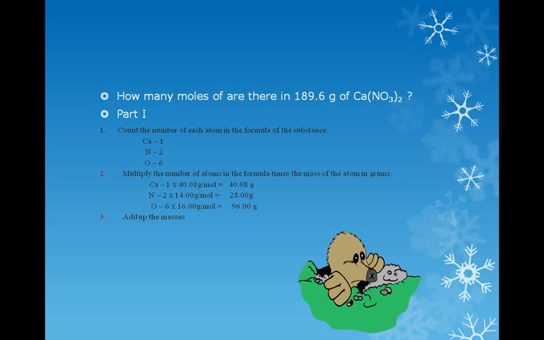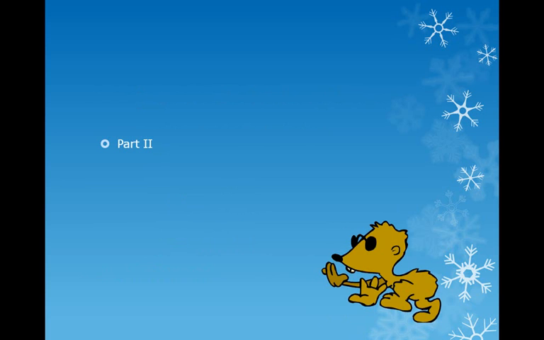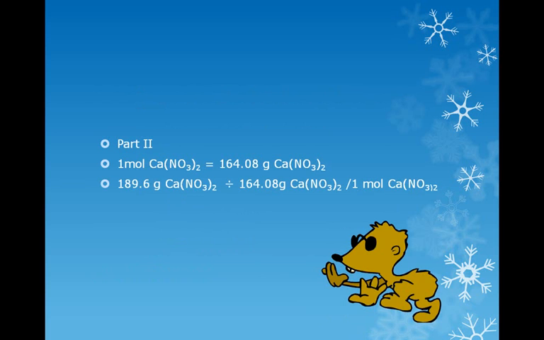And of course we add up all of those masses, and it turns out the answer is 164.08 grams per mole. So Ca(NO3)2 has a mass of 164.08 grams per mole. Part 2. From the previous slide, we saw that 1 mole of calcium nitrate, Ca(NO3)2, has a mass of 164.08 grams.